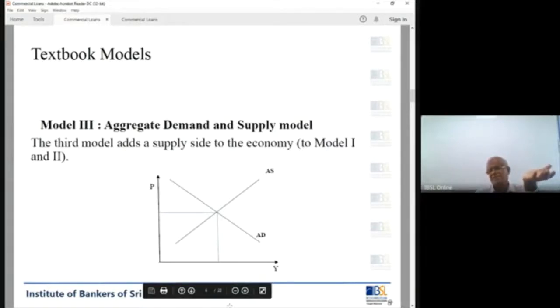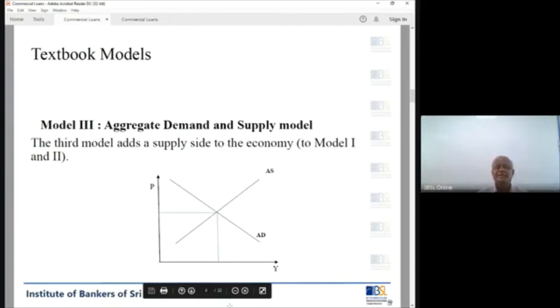Aggregate supply: when the price level increases, output increases. Like in microeconomics with one particular good, when the price of fish increases, the supply of fish increases. A positive relation. That is the aggregate supply curve. These are AD and AS for the whole economy, the whole country.